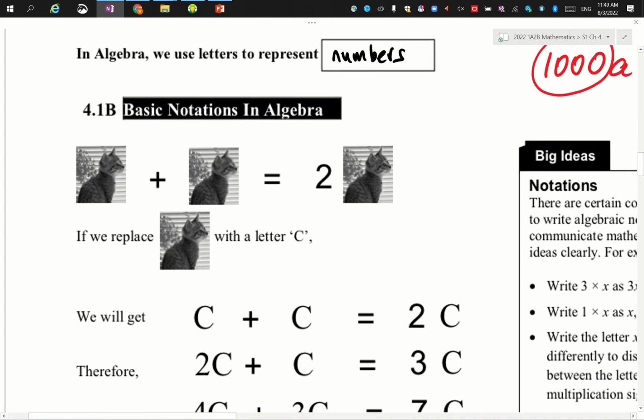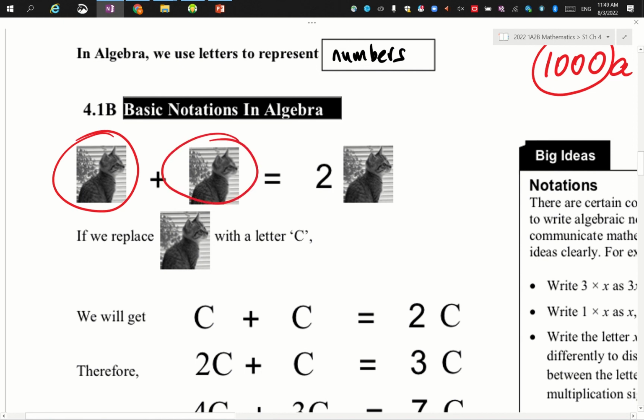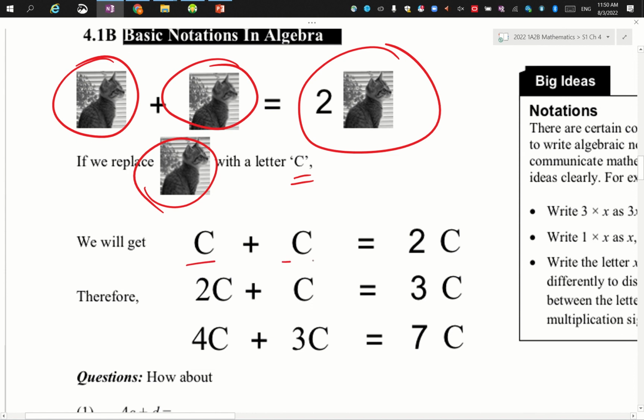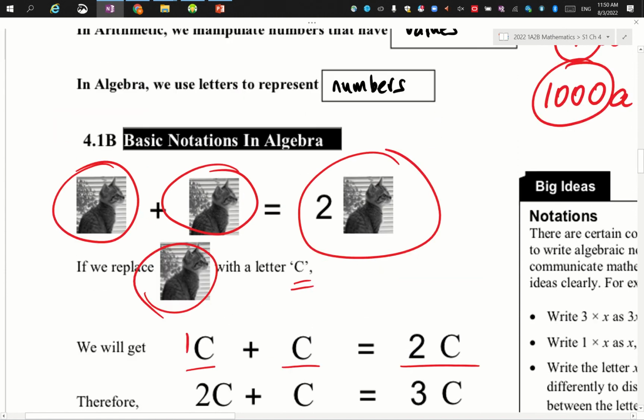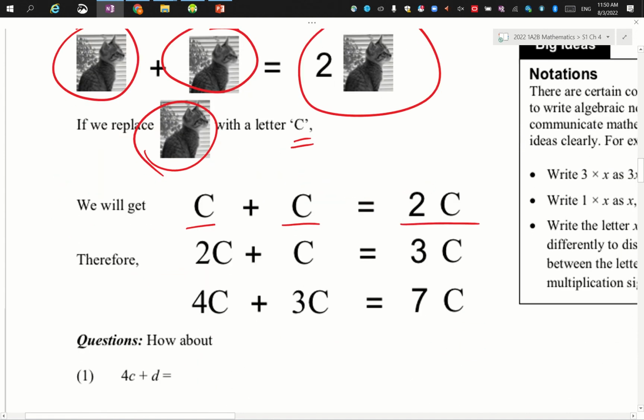Okay, so over here we got pictures of cats again. We got one cat over here, plus another cat. We get 2 cats. Makes sense lah. It's just an apple. If you replace the picture of a cat with a letter C, it just means that 1C plus 1C equals 2C. Take note that we do not need to write the number 1 in front of the C. It just means that it is 1C. Next, how about 2C plus 1C? You get 3C lah. How about 4C plus 3C? You get 7C. Now, is all this very logical to you? Is it all logical so far?